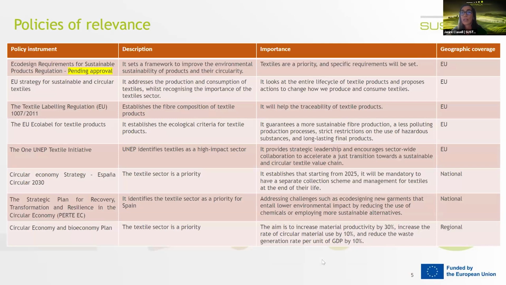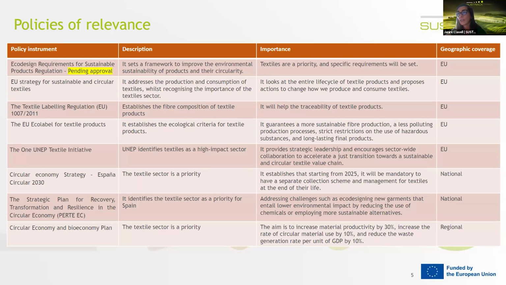So which are the policies of relevance for our case study? We have seen that mainly we have EU policy instruments covering this case study. First, the Ecodesign for Sustainable Products Regulation, or the new ecodesign directive, which is pending approval. There are different sectors included in this new directive, and of course, one of them is textiles. Then we have other policy instruments or initiatives specific to textiles, like the EU Strategy for Sustainable and Circular Textiles, the labeling regulation, the EU Ecolabel for textile products, and the One UNEP Textile Initiative.